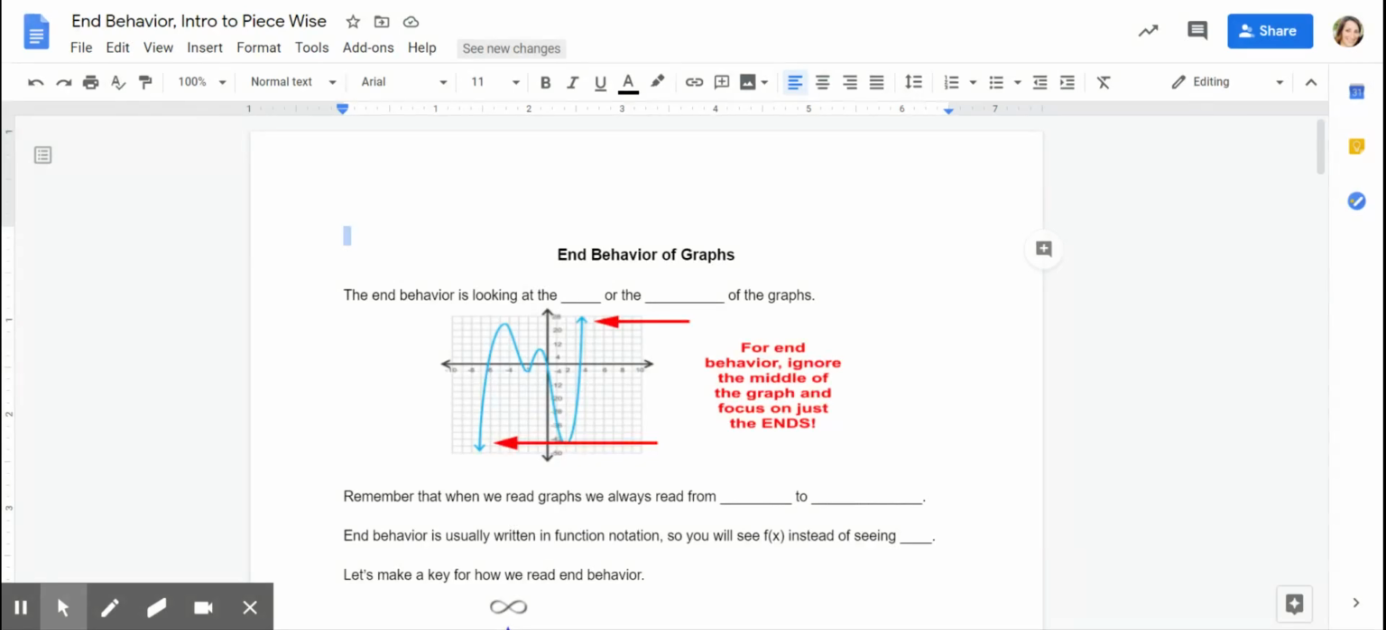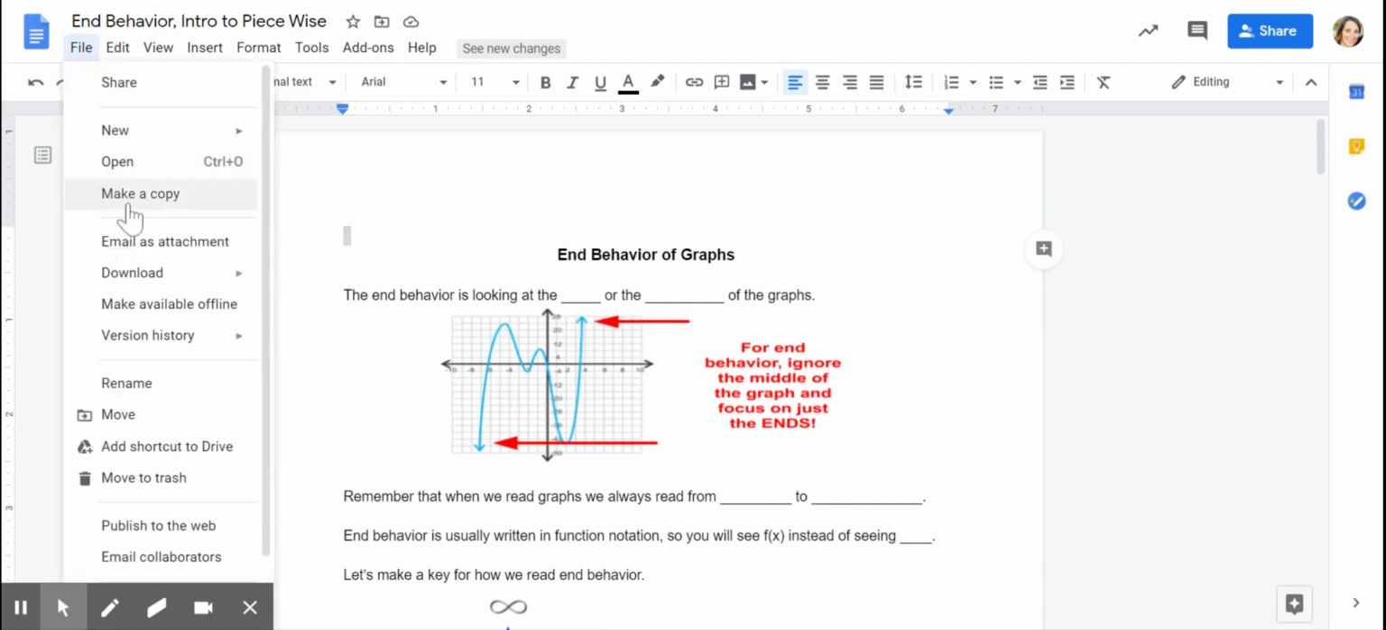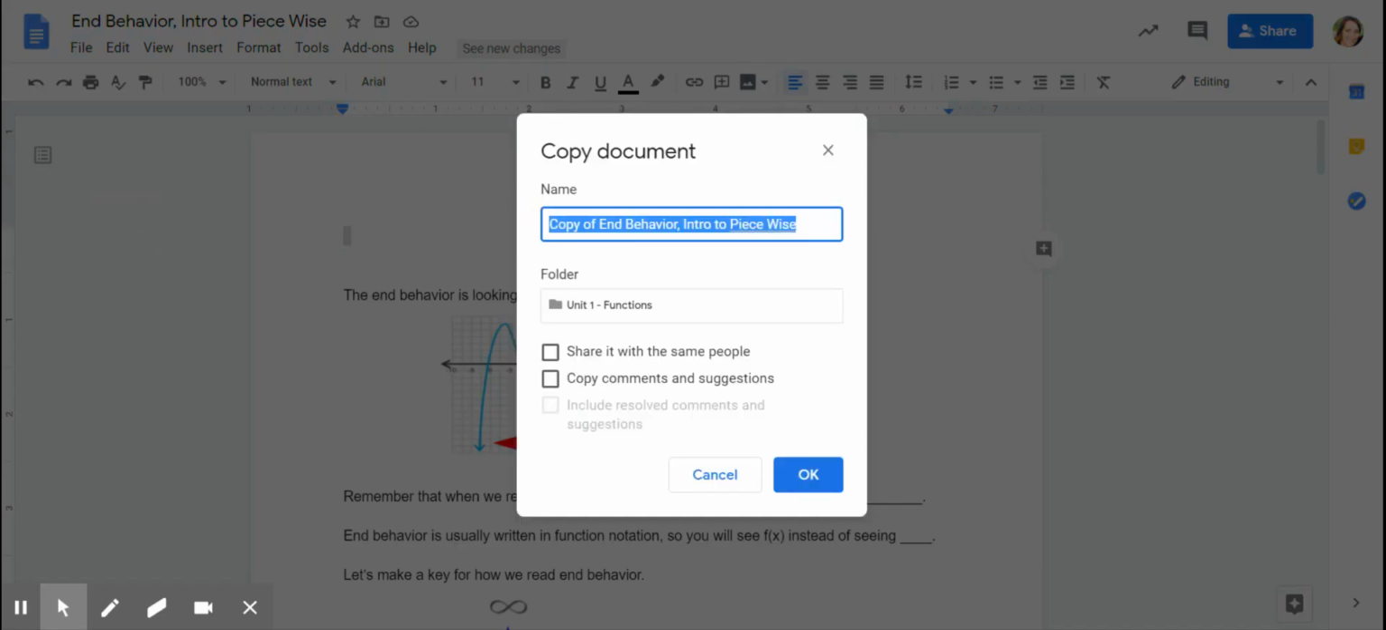So you will see in your assignment for today that you have this Google document. The first thing you want to do is go to File and then down to Make a Copy, and that's going to prompt you to rename it. Please don't leave it as "Copy of End Behavior." Make it your name, end behavior, first name, first initial, something to make it your own that's school appropriate.